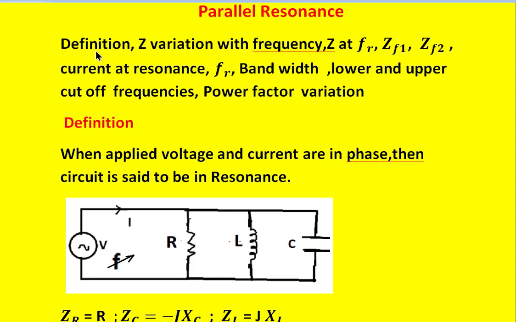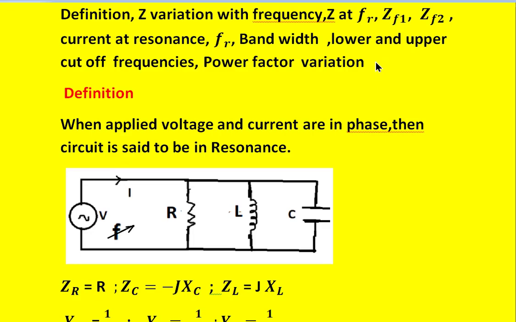In this topic, I will cover the definition of resonance, variation of the impedance with frequency, impedance at resonance frequency, similarly impedance at half cutoff power frequencies, and current at resonance, bandwidth, lower cutoff frequency, upper cutoff frequency, power factor variation, and also the variation of the voltage across the circuit with respect to the frequency.